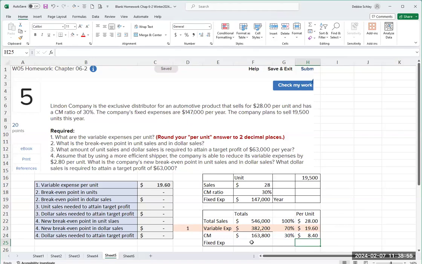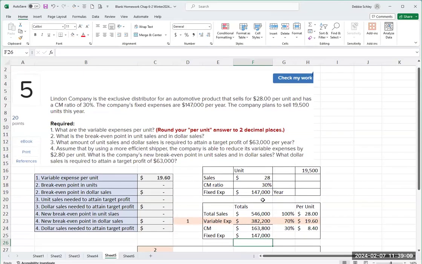Okay. And I don't think we needed anything else for required one. But I am going to just move my fixed expenses down here from what they gave me, just because for required 2, we're going to need that number. So now that we've got all this information, I've got the contribution margin per unit and the contribution margin ratio. Now I can go on to required 2.